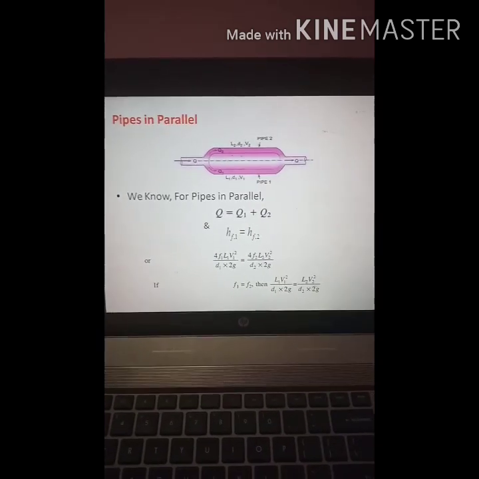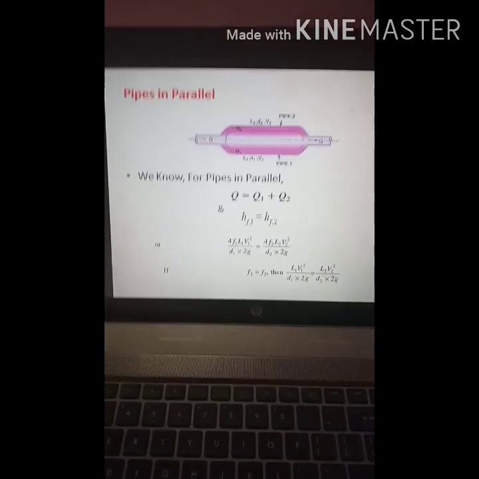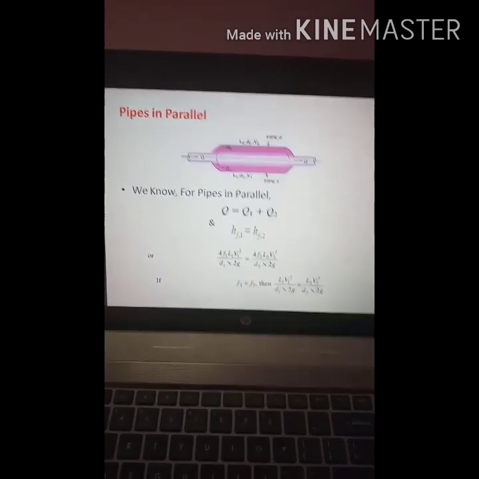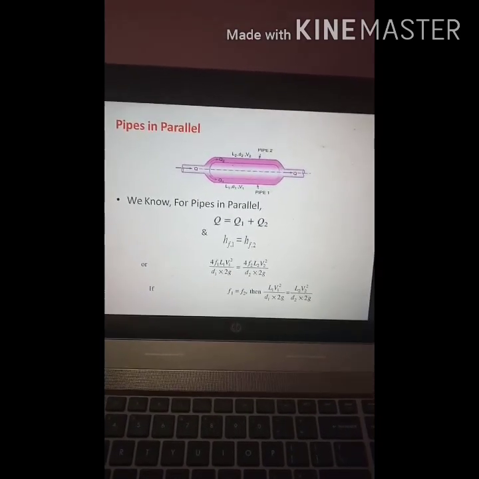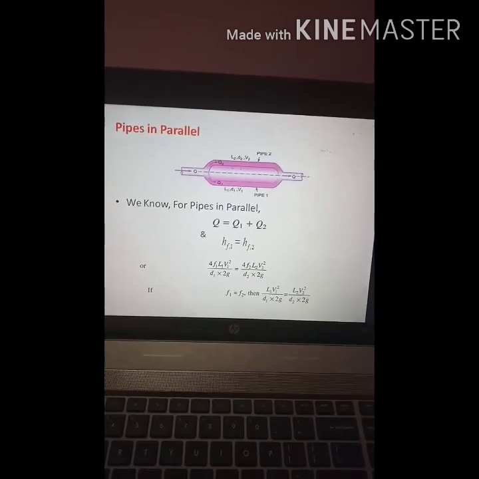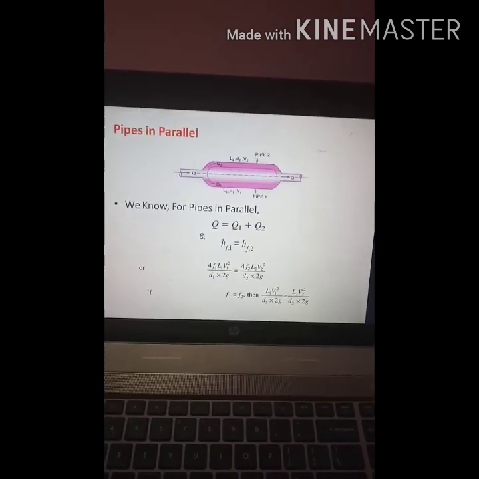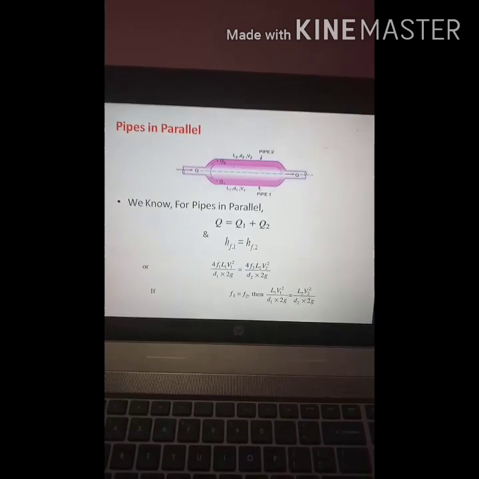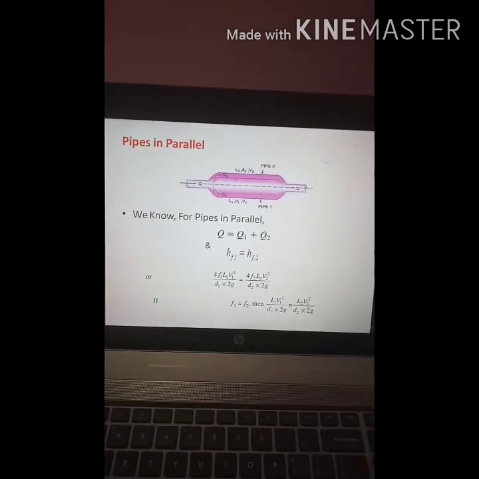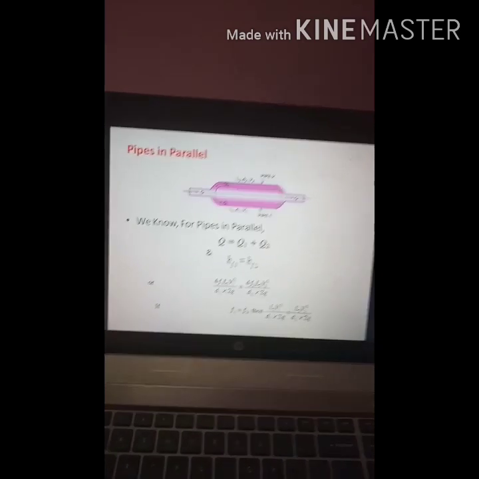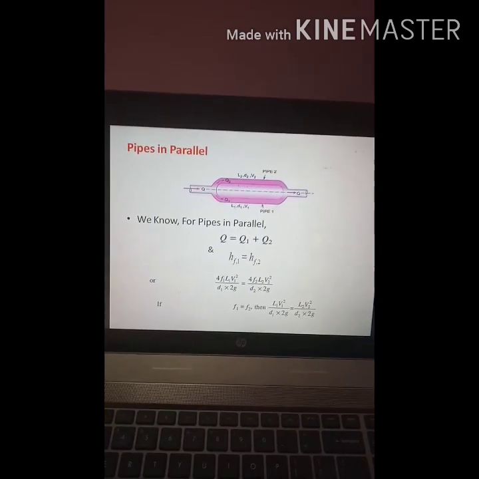Now let us see what you mean by pipes in parallel. Already I have told you that if you want different discharge depending upon the application, then the total discharge is equal to q1 plus q2. In this case the head remains the same, or the loss of head is the same, hf1 is equal to hf2, and you make use of this loss of head remaining the same for solving the numerical.